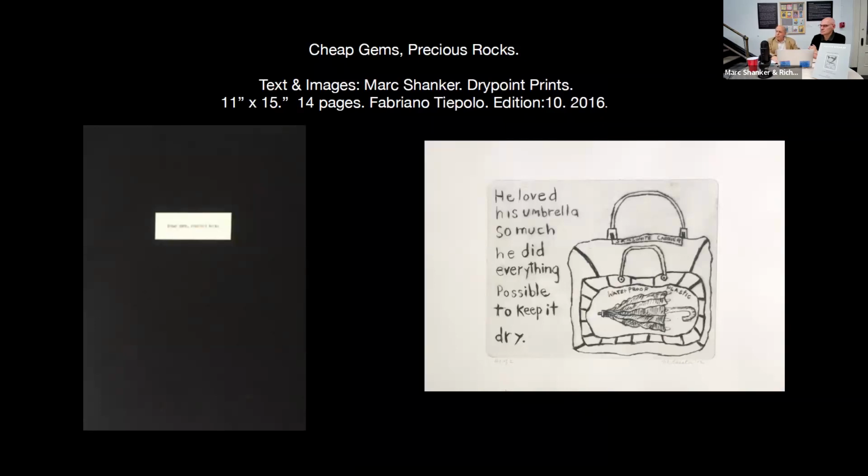Because I did so many books, I worked on Proverbs for so long, I started to write my own Proverbs. Now, Proverbs are the wisdom of the common person. So I named this book Cheap Gems and Precious Rocks. Usually it's precious rocks and cheap gems, but Proverbs are the common wisdom. And so in this case, I wrote, he loved his umbrella so much, he did everything possible to keep it dry.